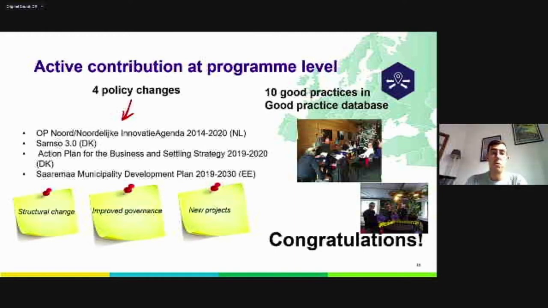And also congratulations for the 4 policy changes that you already achieved. Again, we'll follow this closely in the last progress report that is due end of December. And of course, after this, again, with the result that you will achieve thanks to the fifth call and the additional activities on COVID recovery.